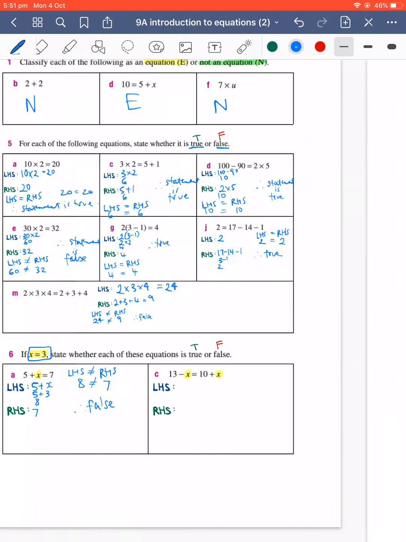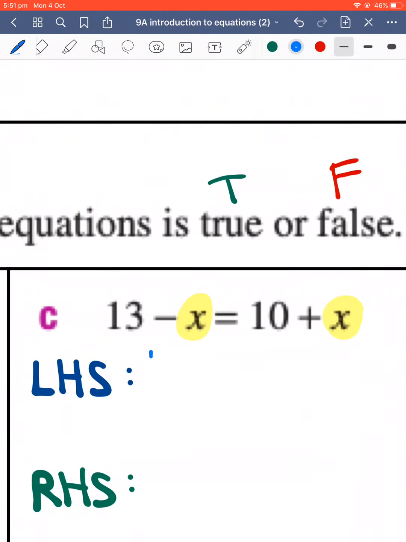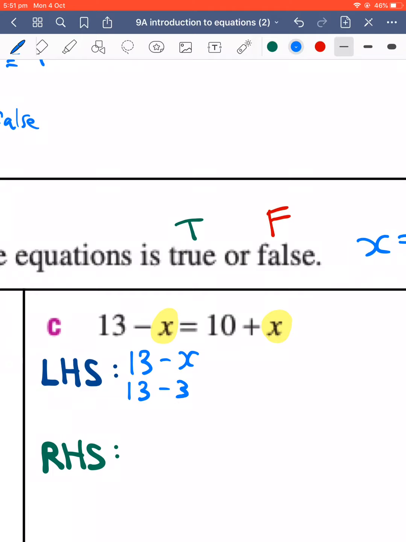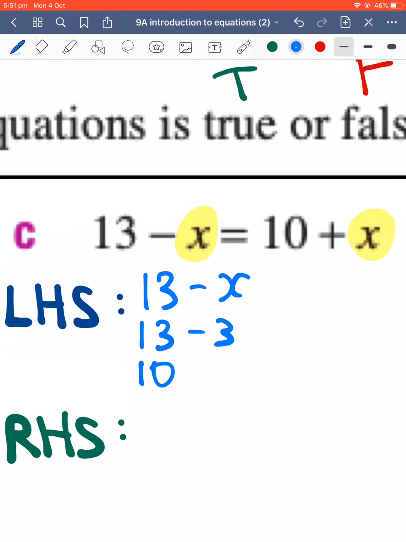Again, we have our value of X equaling 3. Just going to write it up here so we remember. So let's write out our left-hand side. I've got 13 minus X. So I've got 13 minus our 3, which gives me my answer of 10. And then my right-hand side is 10 plus X, so I end up with 13.